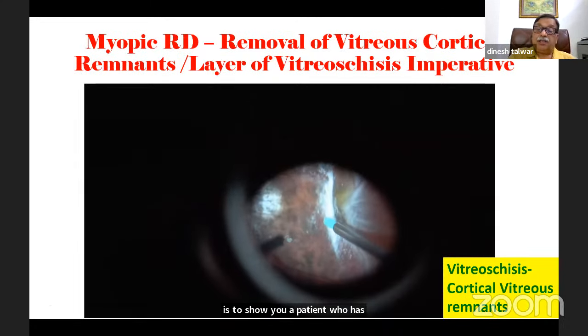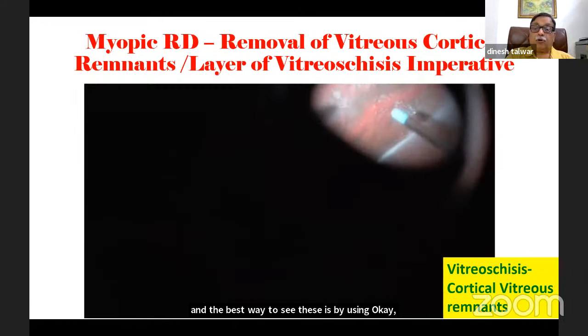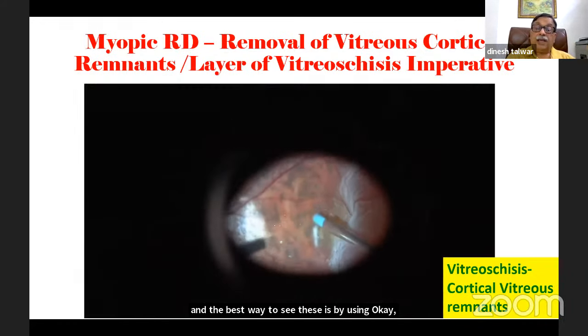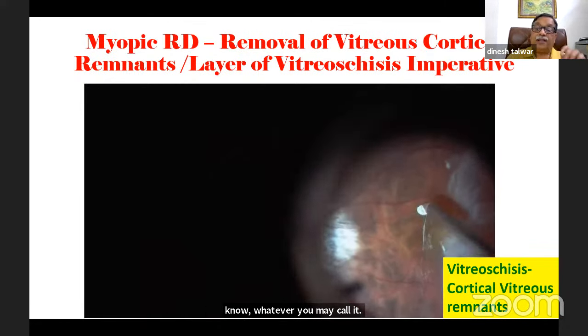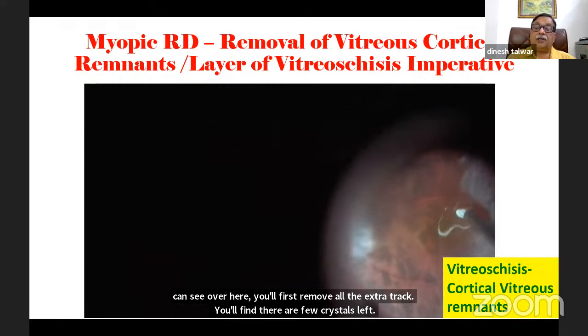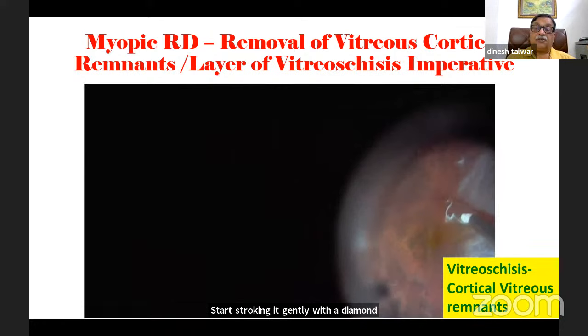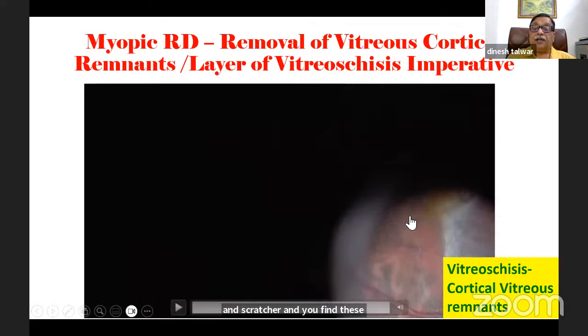And the best way to see these is by using a tricot or kinocot, whatever you may call it. You can see over here, you'll first remove all the extra tricot. You'll find there are a few crystals left. Start stroking it gently with a diamond dusted membrane scratcher, and you find these areas which are going to actually cause redetachment if you don't take care of them in the first surgery.